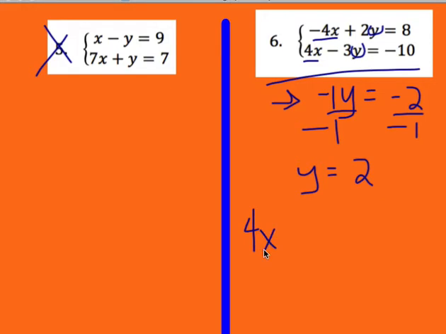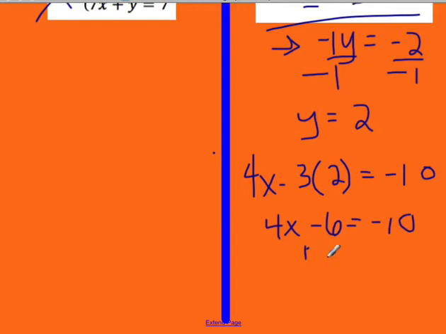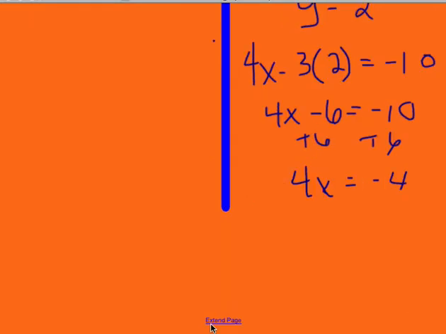So I have 4x minus 3. Now instead of writing y, I'm writing 2 because that's what y is equal to. And that's going to be equal to a negative 10. So 4x minus 6 is equal to a negative 10. So now I want to add 6 to both sides. So then I get 4x is equal to a negative 4. And then, since that 4 is being multiplied by the x, I'm going to divide both sides by 4. Negative 4 divided by 4 is a negative 1. So I get that x is equal to a negative 1.